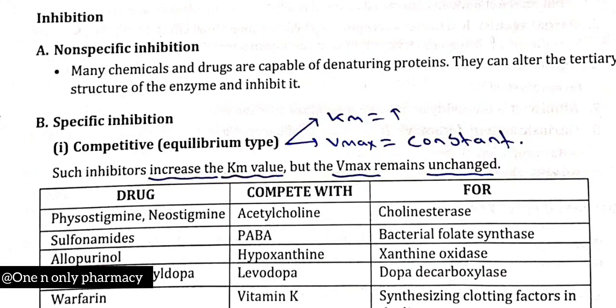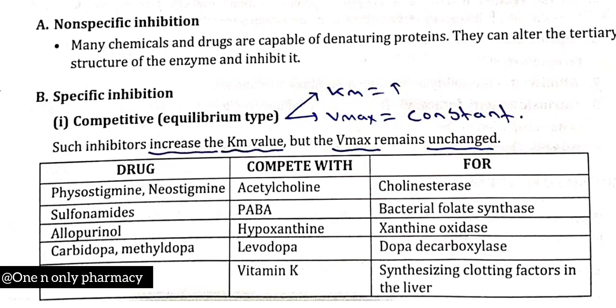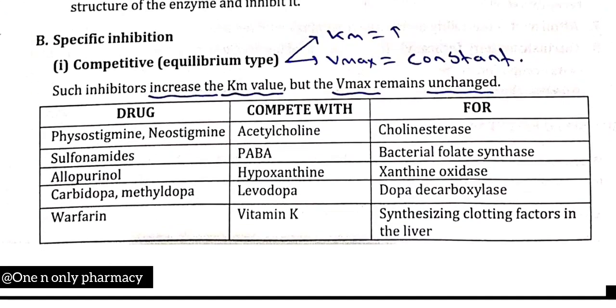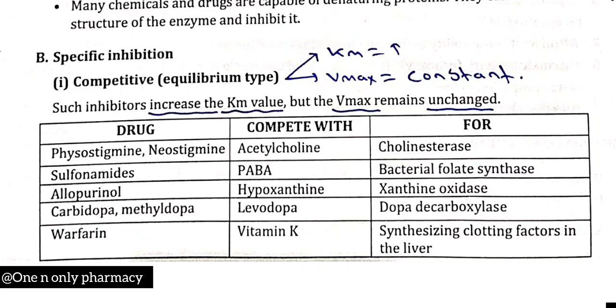Km value increases in competitive inhibition, and Vmax is constant. Which drugs act competitively, or on which enzyme? First, drugs like physostigmine or neostigmine compete with acetylcholine for cholinesterase. Competitive means two or more drugs act on the same receptor. Both drugs act on the same receptor, so they compete with each other.